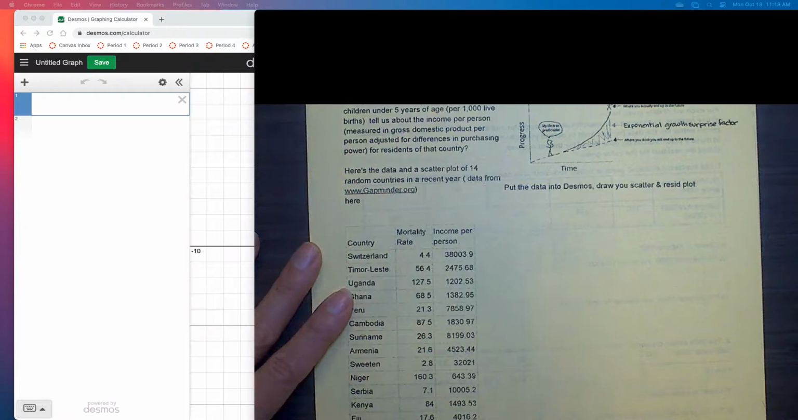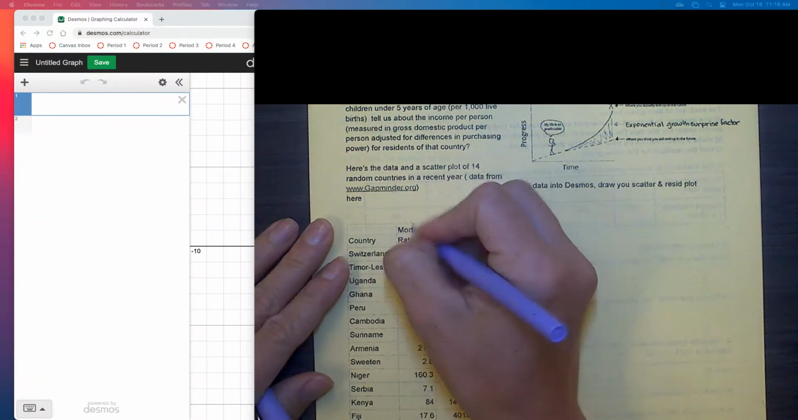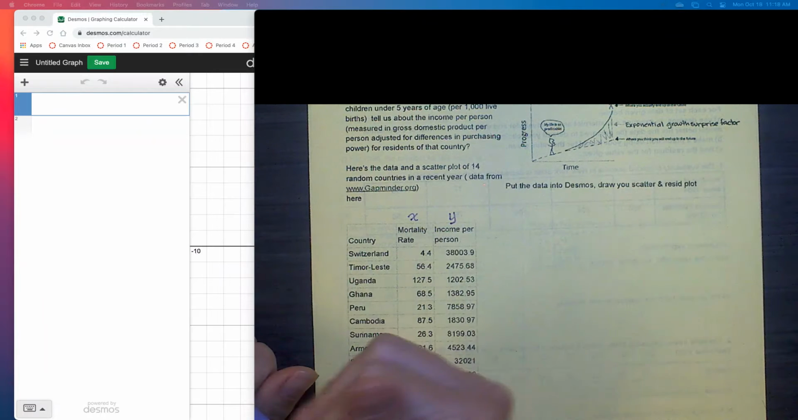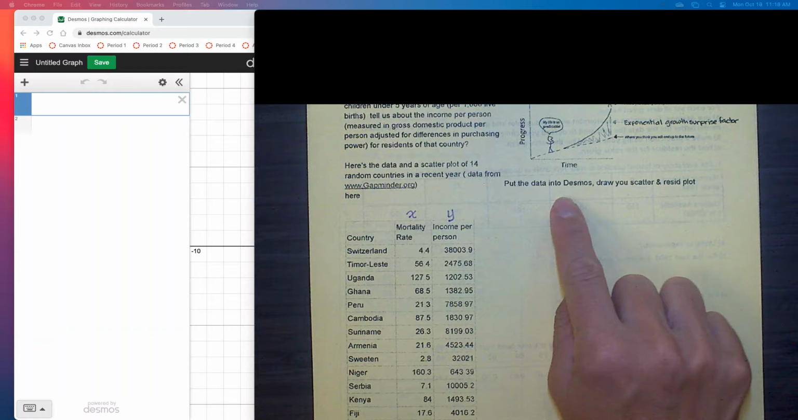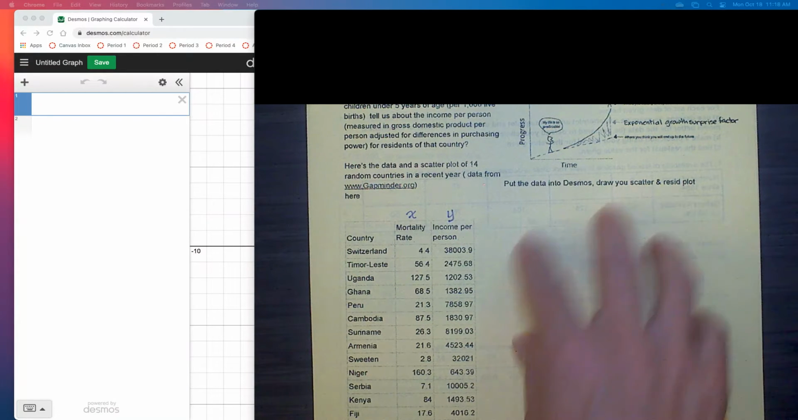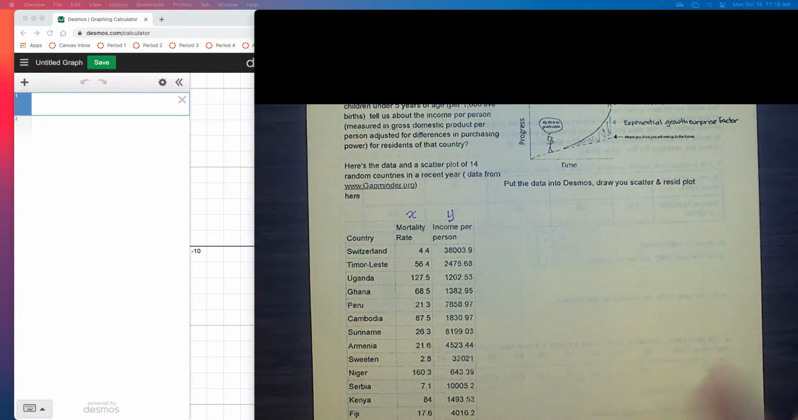Okay, so we're going to use the mortality rate as our x, as our explanatory variable. We want to know what is that telling us about the income, or how is the income responding to that? Okay, now it says here, put the data into Desmos, draw your scatter plot and residual plot. We're going to draw two different plots right here in this space, just rough sketches of those.